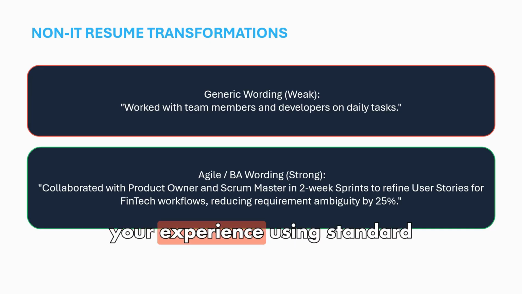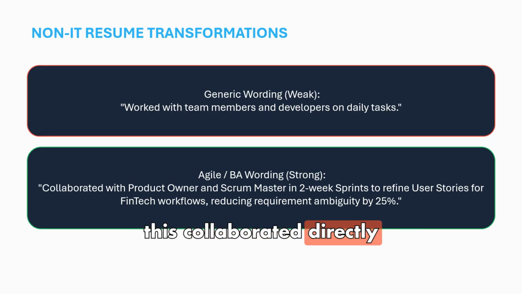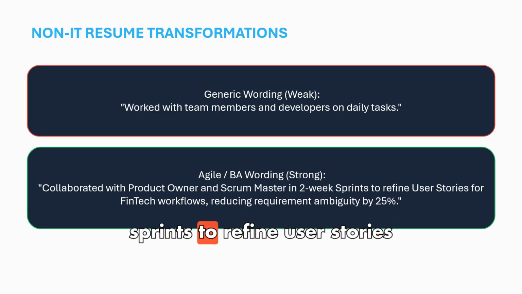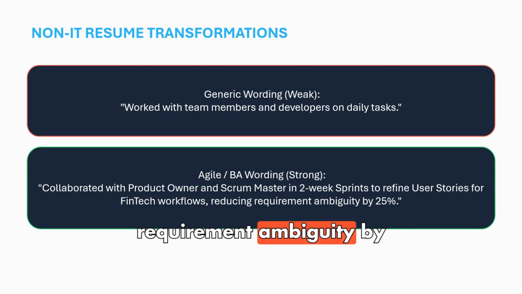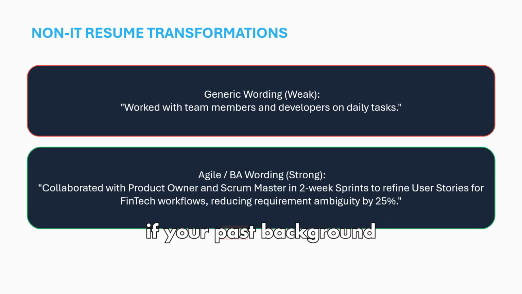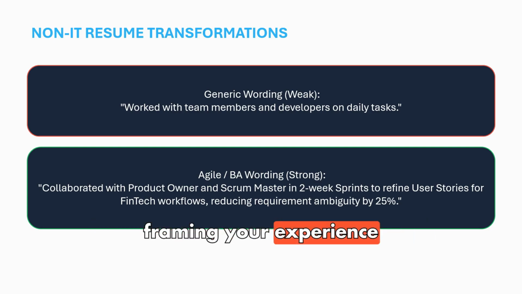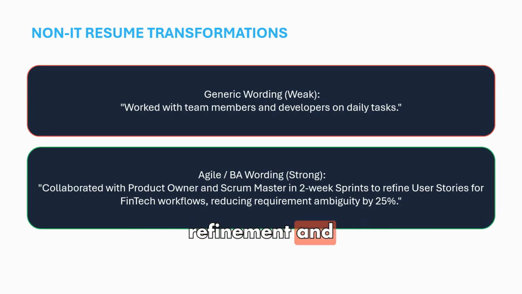Instead, reframe your experience using standard Agile terminology like this. Collaborated directly with product owners and Scrum Masters in 2-week sprints to refine user stories for fintech workflows, reducing requirement ambiguity by 25%. Notice the difference? Even if your past background was in retail or banking operations, framing your experience around cross-functional collaboration, backlog refinement, and sprint delivery proves to an employer that you understand modern software teams.